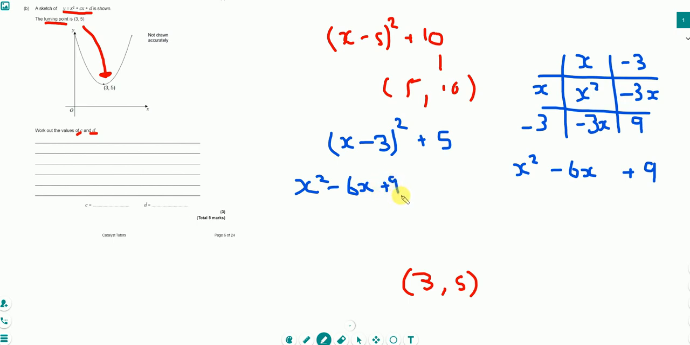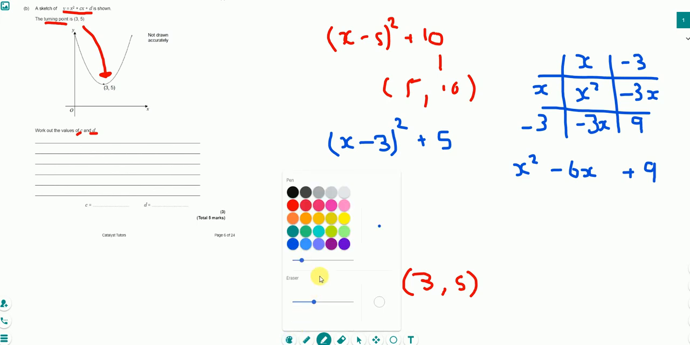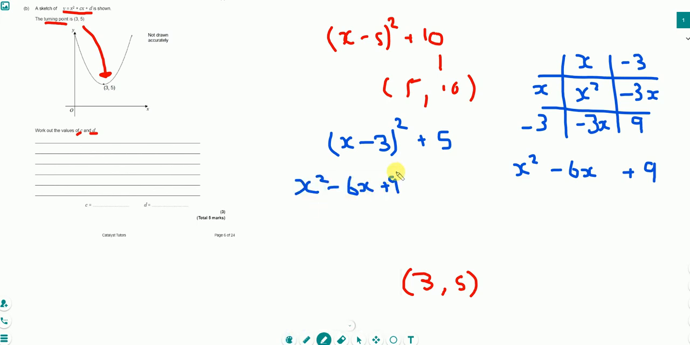So now I'm going to change my colour, just so you can see the next step. Let's go for pretty purple. So this is this bracket expanded, and what I'm left with is a plus 5, so I'll put a plus 5 over here. Now if I simplify it, I've got x squared minus 6x plus 9 add 5, and 9 and 5 is 14.